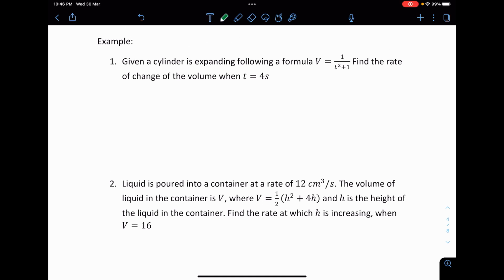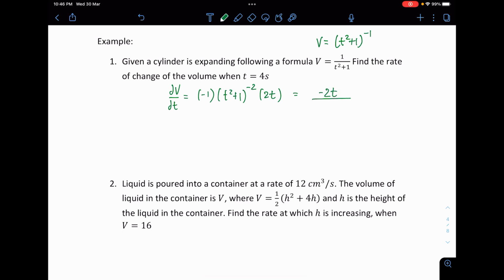I have a cylinder expanding with this formula, and I need to find the rate of change of the volume when the time is 4. I have dV/dt and I'm going to differentiate this. But before that, I'd rather write it as (t squared plus 1) to the power of negative 1. So when I differentiate, I just need to do the chain rule. Negative 1 comes down, repeat the bracket, and then multiply by 2t. That will be negative 2t over (t squared plus 1) squared. That's the dV/dt.